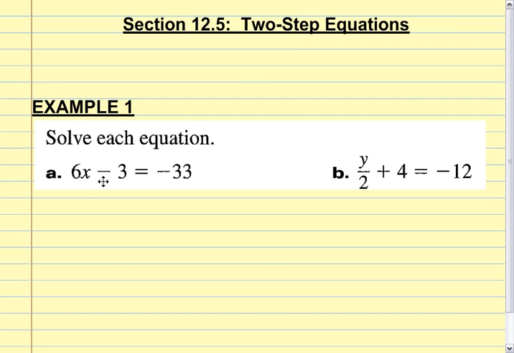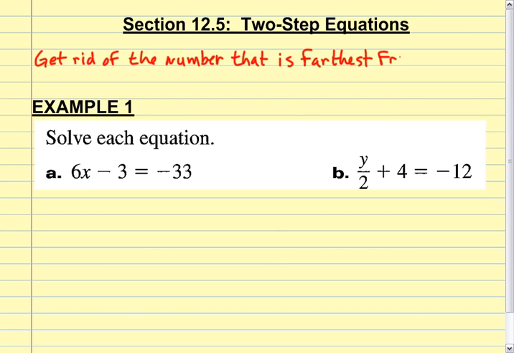Okay, when we're solving, get rid of the number that is farthest from the variable first. Okay. Now what does that mean?